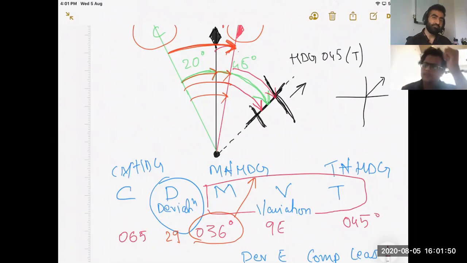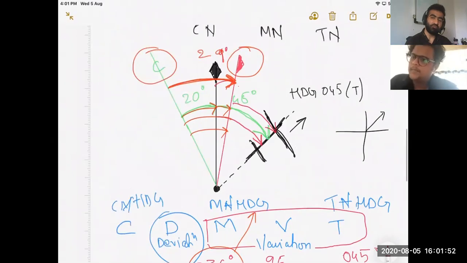Aircraft heading. What is the meaning of aircraft heading? The direction in which the longitudinal axis of the aircraft is pointed, or the direction in which the nose of the aircraft points. So your aircraft has to be marked on the paper along with your compass north, magnetic north, and true north.